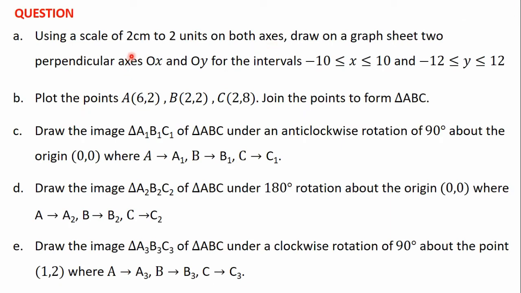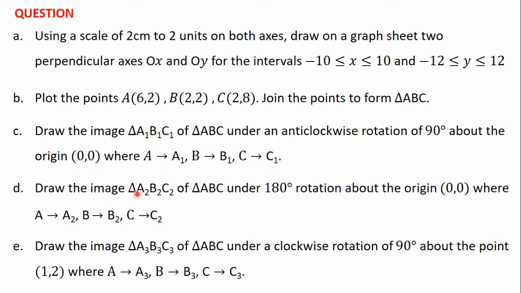A. Using a scale of 2 centimeters to 2 units on both axes, draw on a graph sheet two perpendicular axes OX and OY for the interval x is between -10 and 10 and y is between -12 and 12. B. Plot the points A with coordinates 6, 2, B with coordinates 2, 2, and C with coordinates 2, 8. Join the points to form triangle ABC. C. Draw the image triangle A1, B1, C1 of triangle ABC under an anticlockwise rotation of 90 degrees about the origin O, where A maps to A1, B maps to B1, and C maps to C1.